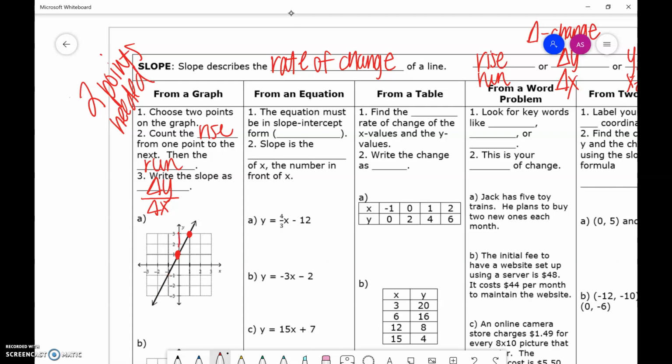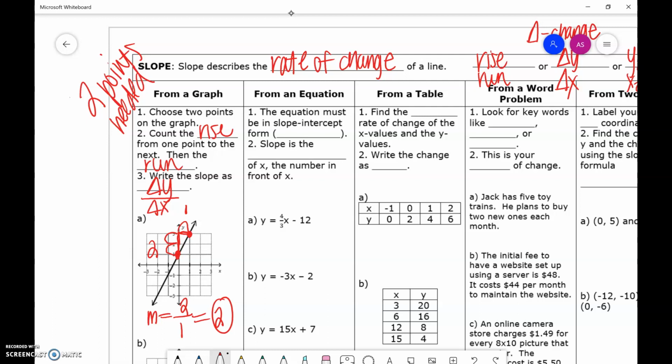So I'm going to draw a little triangle here because that creates our boundaries, okay? So I'm going up 2 and over 1. So what that means is my change in y or my rise is 2 and my run is 1. So we're going to write m equals, because m is the variable that we use for slope. Remember, y goes over x. So I have 2 over 1, which simplifies to 2. So my slope for this graph is 2.